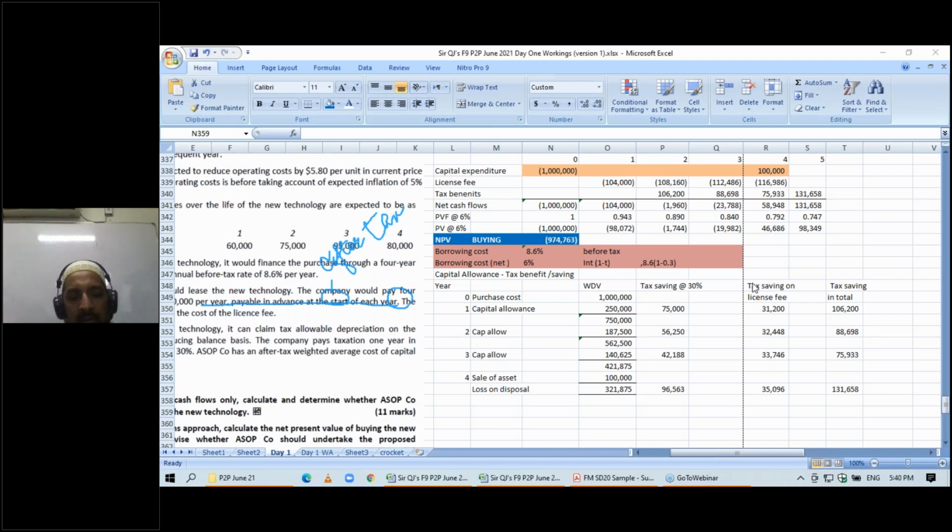Yes, they haven't said anything about license fee tax saving, but in case of buying, you have to pay the license fee. But in case of leasing, you don't have to pay license fee, right? So over there, they are not going to consider license fee. It is different over there, and in buying, you have to consider the license fee. So it's different. That's why we have considered it. We are only going to consider the differential cash flows. That's why we need to consider it. Okay.